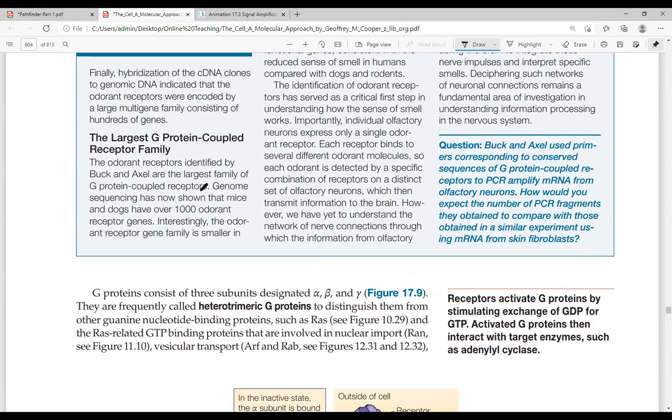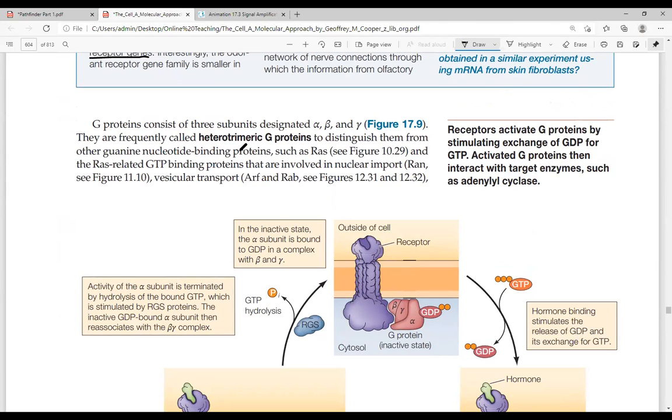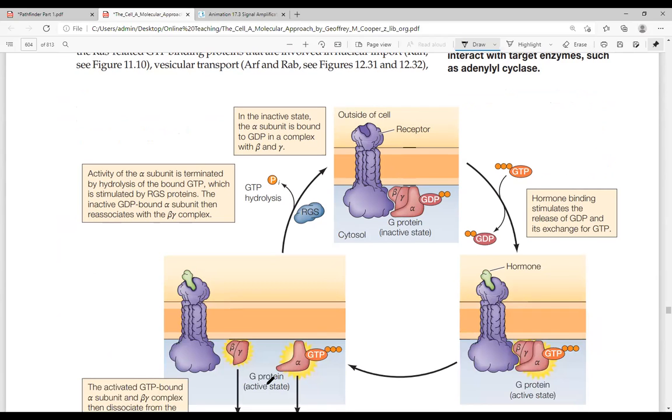Genome sequences have shown that mice, as well as humans and certain other species such as dog, have over 1000 odorant receptor genes present. Now see this, the G protein, as you know, is a heterotrimeric G protein. What do you mean by heterotrimeric G protein? It means that it consists of three different subunits: the receptor, the alpha subunit, the beta subunit, as well as the gamma subunit, which are going to be present here.